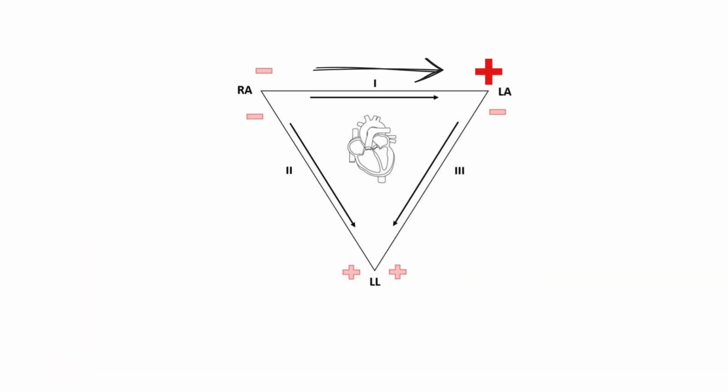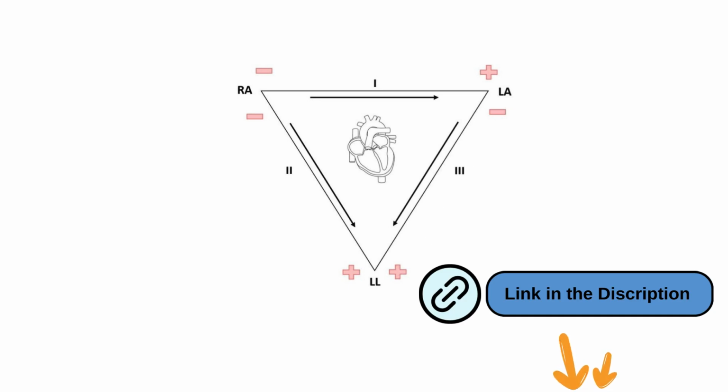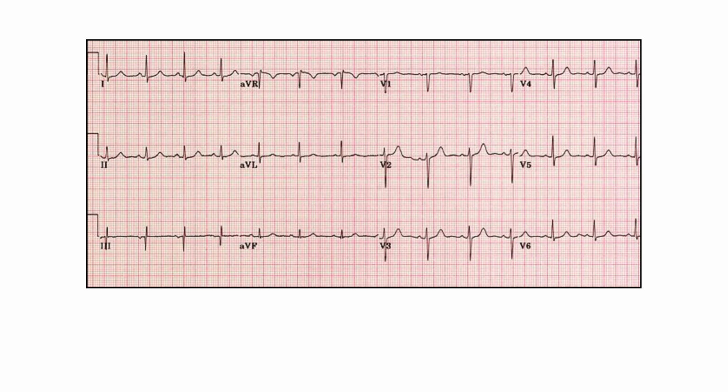When the electrical activity of the heart moves towards an electrode, the deflection is positive. When it moves away from the electrode, the deflection is negative. If you'd like to review how to place the 12-lead ECG, check the link in the description for a detailed video. Now, let's quickly recall the anatomical views.